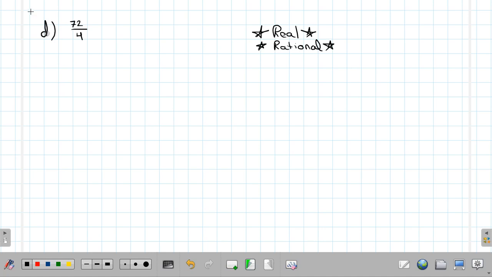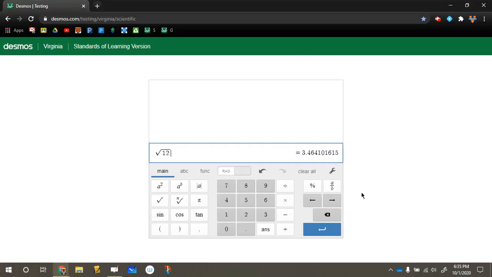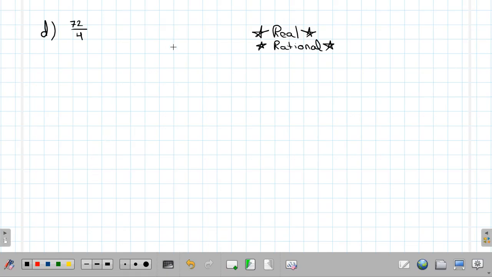But now we need to ask, is it an integer? Well, how we're going to figure that out is, well, what is 72 divided by 4? So if you need access and help with this, this is no problem. You can put this into the calculator. 72 divided by 4. We can see that that's just the number 18. Okay? So 72 divided by 4, that's just 18.